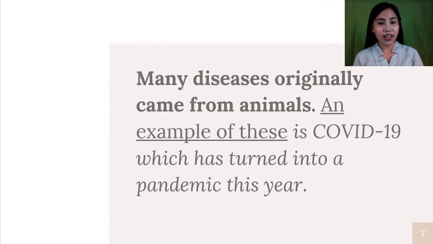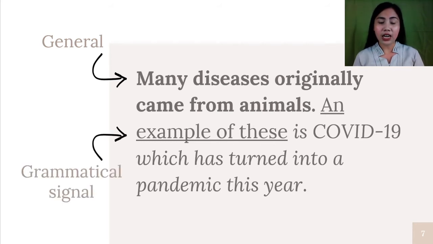If we are to analyze this, our general statement is, many diseases originally came from animals, while "an example of these" is the grammatical signal used to introduce the specific or particular detail: COVID-19, which has turned into a pandemic this year.